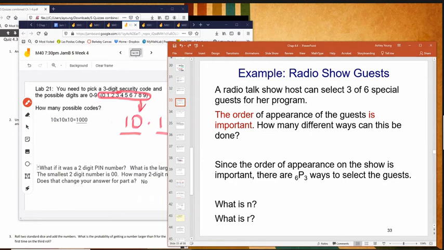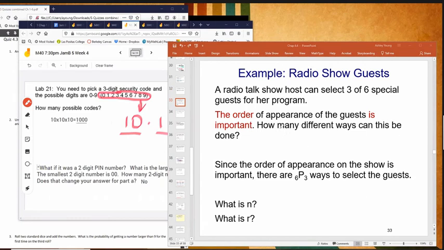Example, radio show guests. A radio talk show host can select 3 of 6 special guests for her program. The order of appearance of the guest is important. How many different ways can this be done? Since the order of appearance on the show is important, there are 3 ways to select the guests.